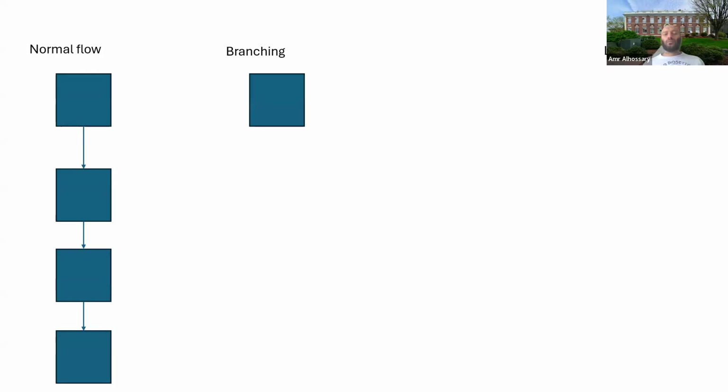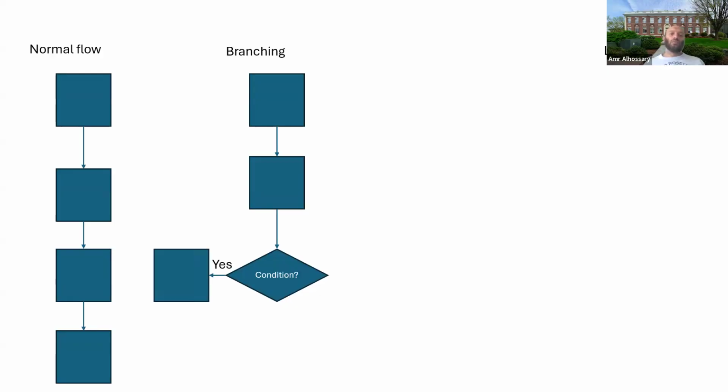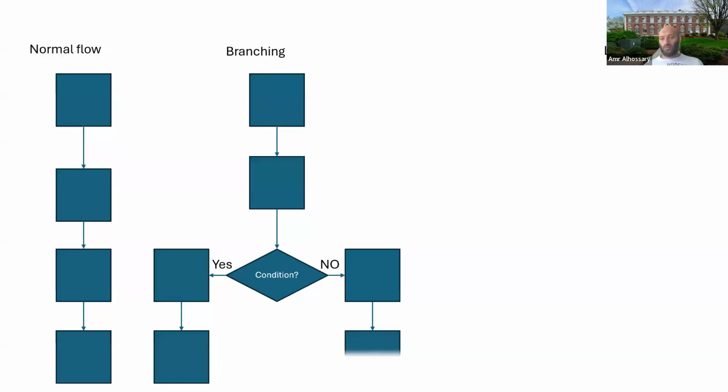And it could be the case when we need branching, so an instruction goes to take a condition, and based on the condition, we go in one direction and continue in it, or another direction, and continue in the other one.